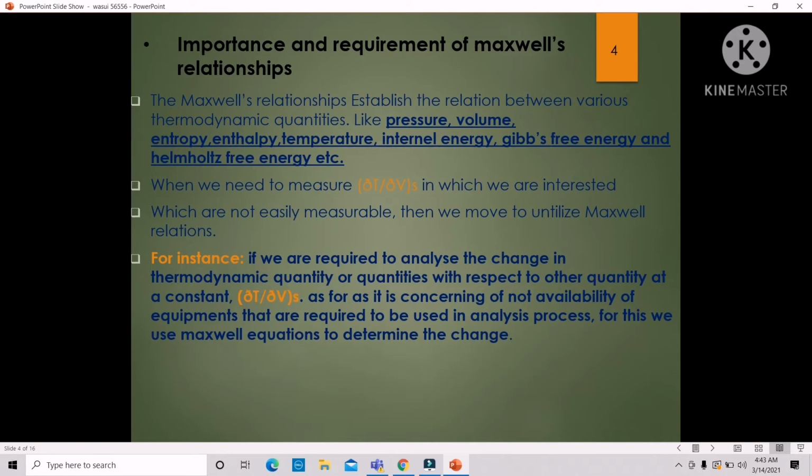For instance, if we are required to analyze the change in a thermodynamic quantity with respect to another quantity at a constant temperature, we need some equipment. But there may be non-availability of equipment, instruments, and catalogs that are required in the analysis process. For this, we use Maxwell equations to determine the change in one quantity with respect to another, having a third constant. This kind of relationship between two quantities is discussed ahead in the form of equations.